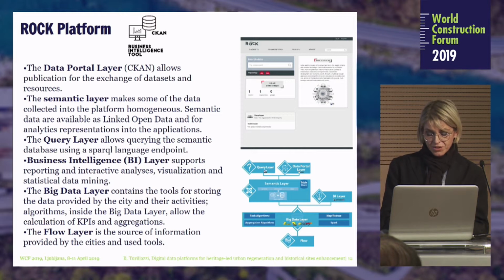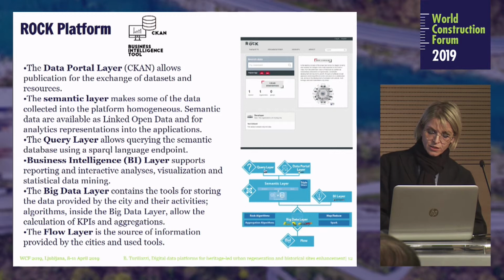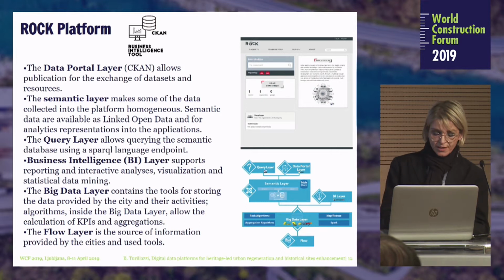The business intelligence layer supports reporting and interactive analysis, visualization, and statistical data mining. The big data layer contains the tools for storing the data provided by the cities and their activities, and the flow layer is the source of information provided by the cities and the tools.